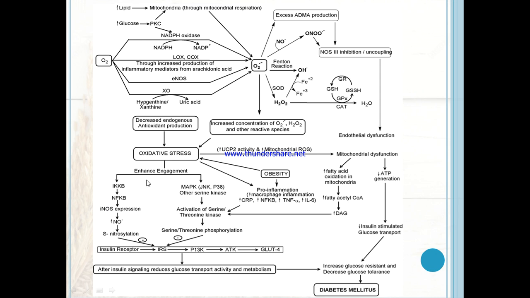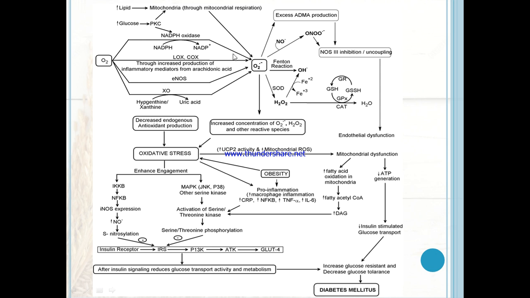So it will cause a disturbance in the normal process through which glucose is regulated in our body. It may be the IKKB or the NF-KB pathway, or the MAPK or other serine kinase pathway. Due to this condition, insulin receptor, and through the IRS, PI3K or the AKT pathway, GLUT4 is important, which is involved in the regulation of glucose, that means transportation of glucose.